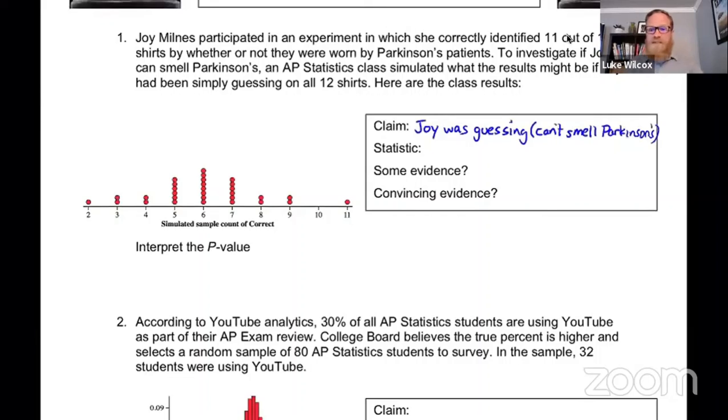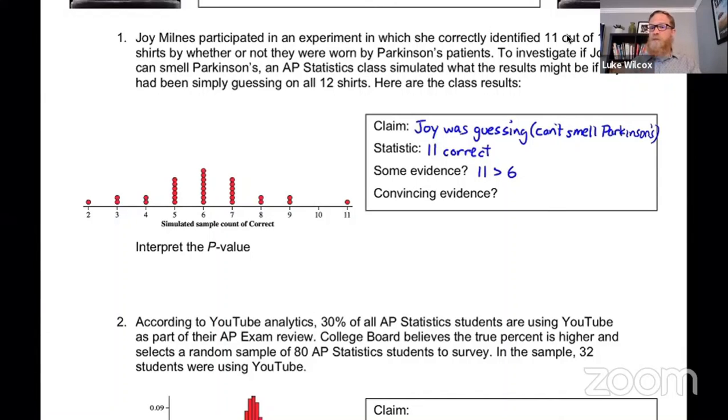All right, now the statistic is the observed result that you get from the sample or from the experiment. Well, in this experiment, the observed result was that Joy got an amazing 11 correct out of 12. Now, the next question is, does this provide some evidence that Joy can smell Parkinson's? Well, definitely, right? 11 out of 12 is really, really good. If she were simply guessing on all 12 of them, we would expect her to get about half of them right. So certainly 11 is much better than if she had just simply guessed, where we would expect her to get 6. So we do have some evidence that Joy can smell Parkinson's.